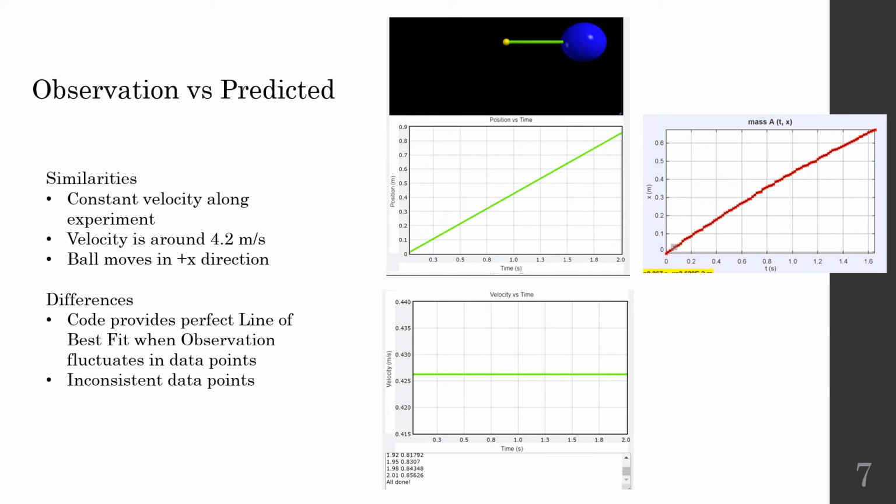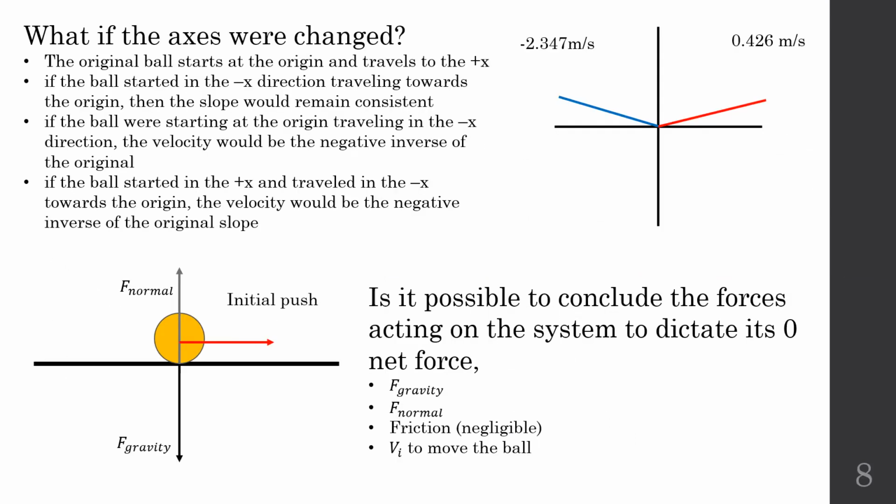After running the program and getting the predicted data, we then compared this to the observed and found similarities in the findings, as they both proved a constant velocity in the system to be around 0.42 meters per second. Both the positions support the ball starting at the origin and also moving in the positive x direction. The only difference that we found in these findings was the line of best fit for each, as the coding had a perfect line of best fit, but the observed was faulted by inconsistent data points that might have arisen from human error.